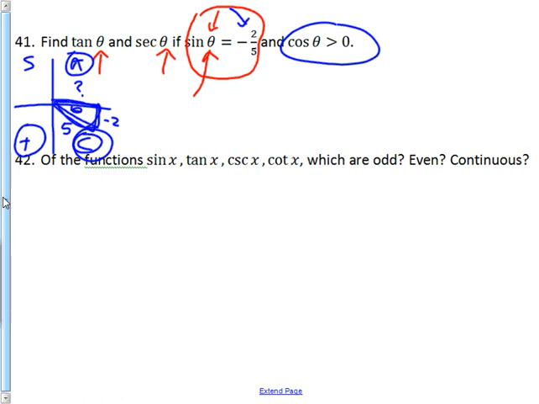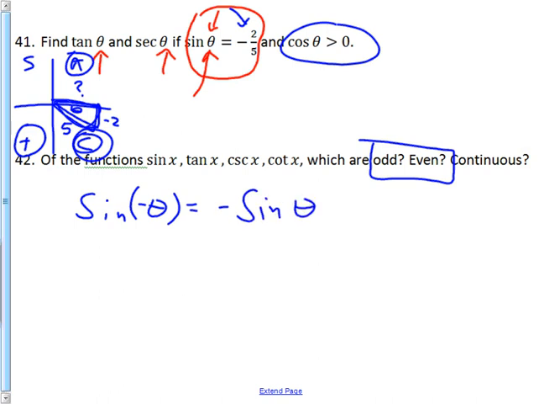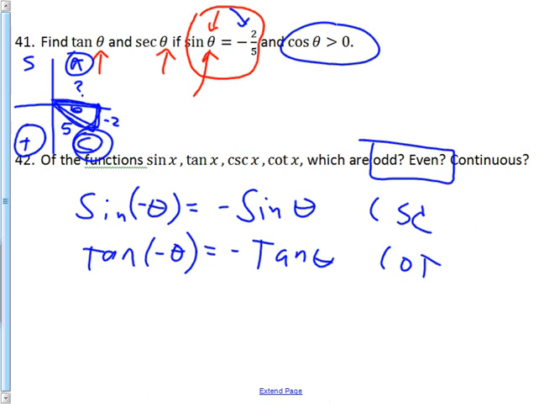Now, hopefully you've already got the answer key, and you would check it based on that. Of the functions sine, tangent, cosecant, cotangent, which are odd, even, continuous? Odd and even is one topic. Continuous is totally different. Let's talk odd and even for a second. Do you remember that sine, if you did this little negative thing, came out to negative sine? Does that ring a bell? What else was like that? Tangent. And all their evil twins act the same way. So what is the evil twin of sine? Cosecant. What is the evil twin of tangent? Cotangent. So all of these act the same way, and that's odd.